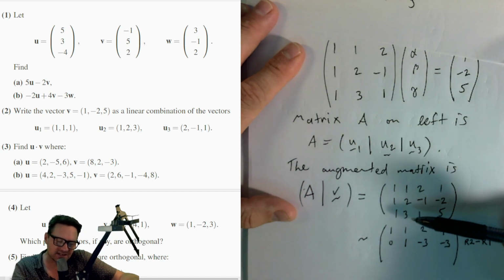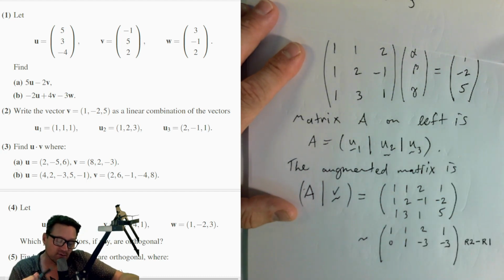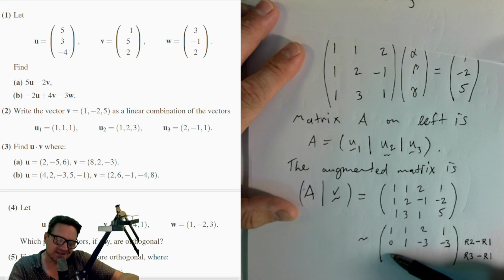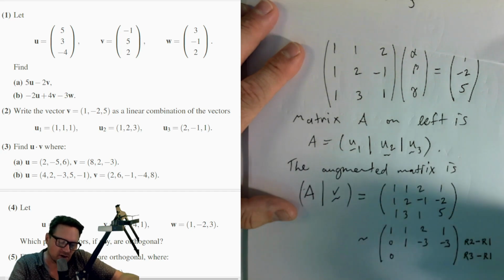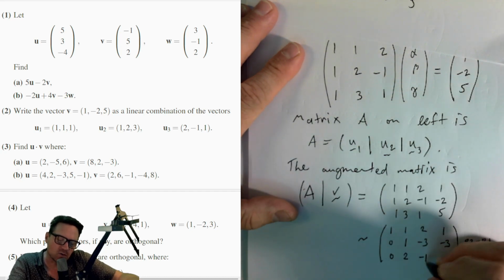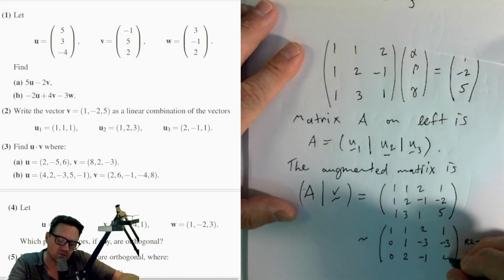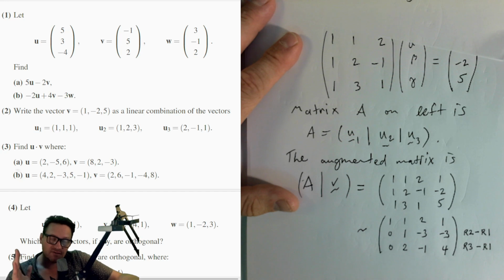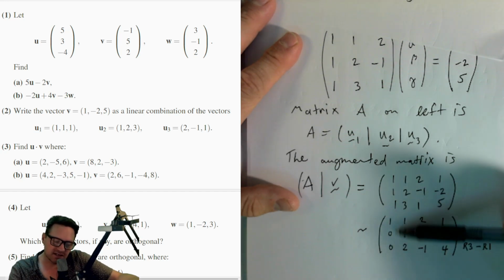Okay, next, let's do the same thing with row 3. Row 3 becomes row 3 minus row 1, and the reason why I want to do that is because I get a 0 here, but also it retains a positive number here. So 1 minus 1 is 0, 3 minus 1 is 2, 1 minus 2 is minus 1, 5 minus 1 is 4. Okay, so now we've achieved our first goal, which is to have zeros beneath our first pivot there.